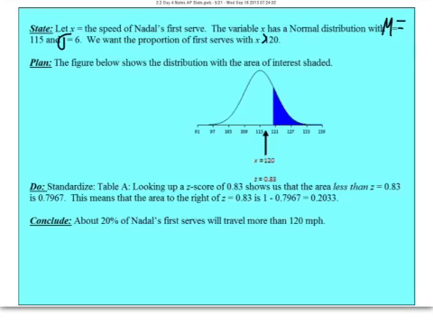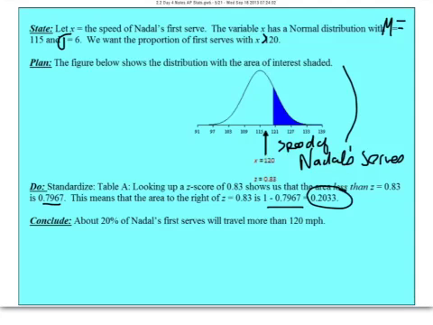Then our plan, basically, is the work that we showed on the previous slide. The figure below shows the distribution with the area of interest shaded. And we should label this as the speed of Nadal's serves. Then we're going to standardize and use Table A: look up a z-score of 0.83, which shows the area less than z equal to 0.83 is what we said. This means that the area to the right of z equal to 0.83 is 1 minus that, which is what we said. Make your conclusion: we could say about 20% of Nadal's first serves will travel more than 120 miles an hour.